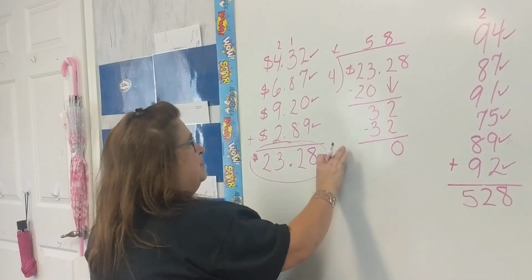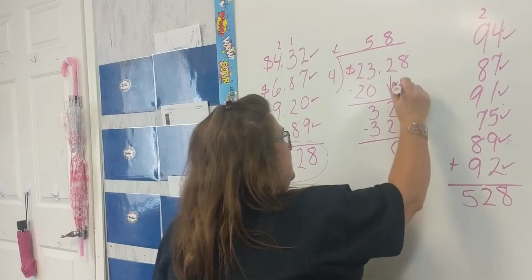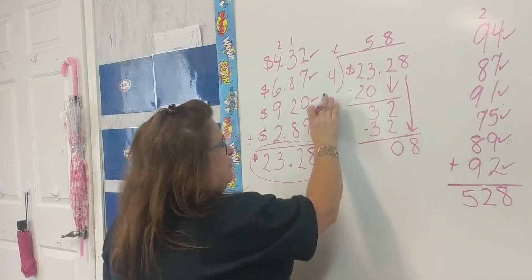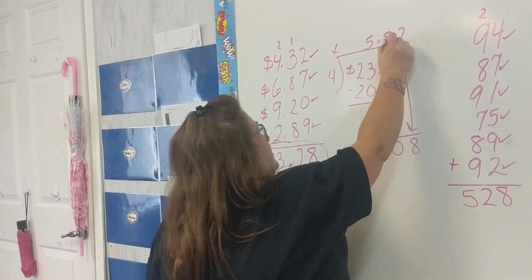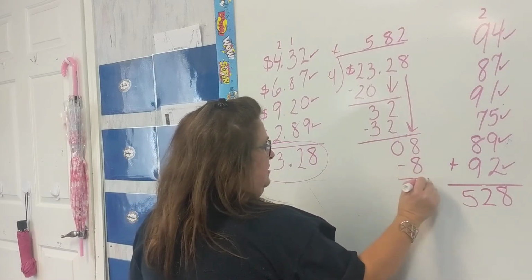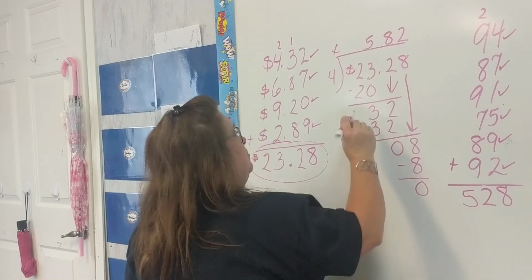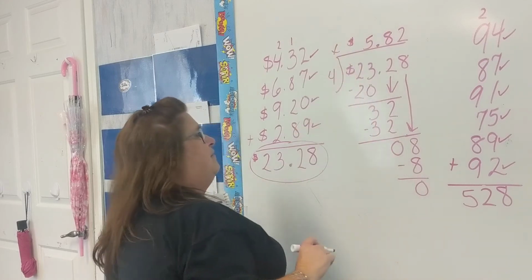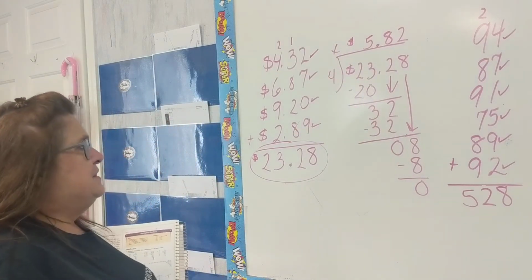Is 0 smaller than our divisor 4? It is. Bring down our next digit, which is an 8. How many times will 4 go into 8? It will go in there 2 times. 4 times 2 is 8. Subtract, and it's 0. Bring your decimal point straight up and your dollar sign. And $5.82 is the average.